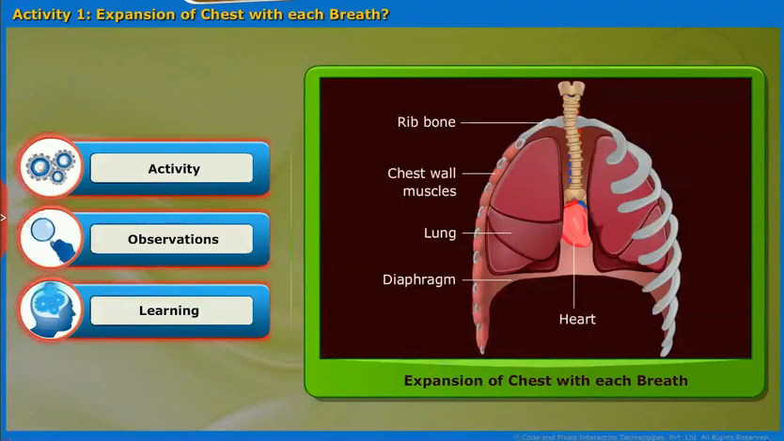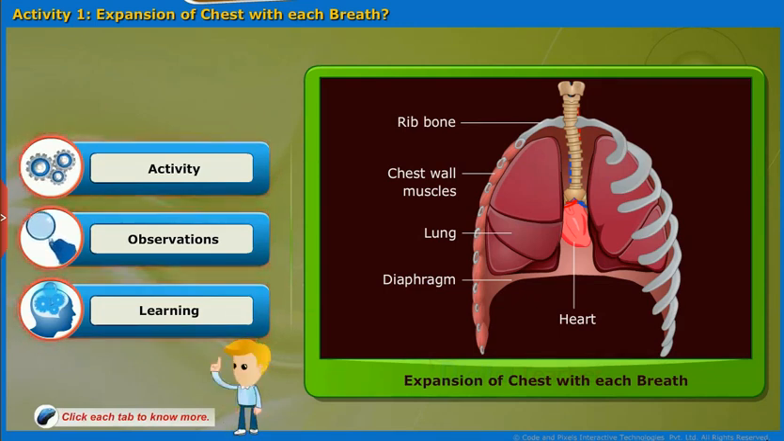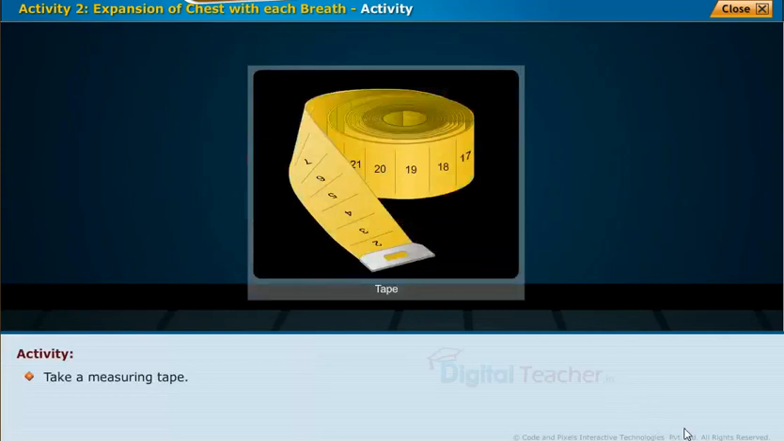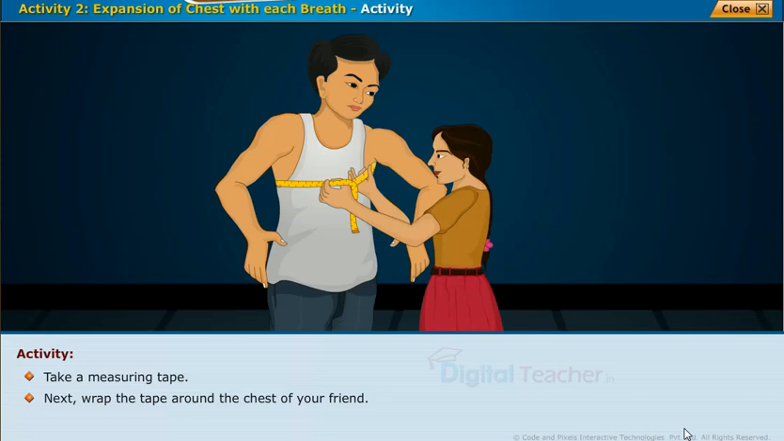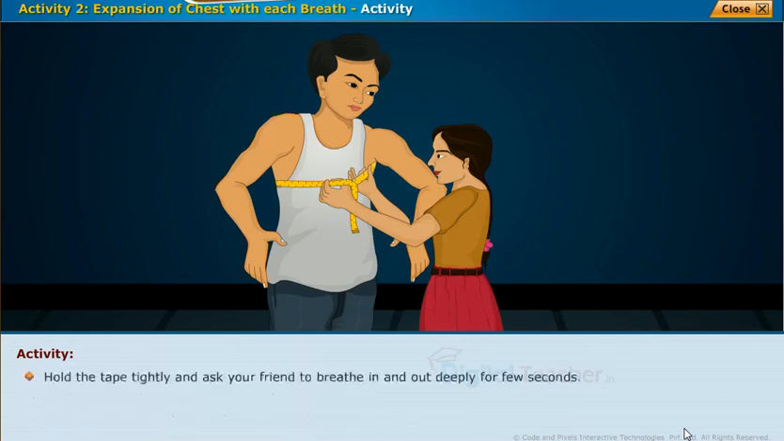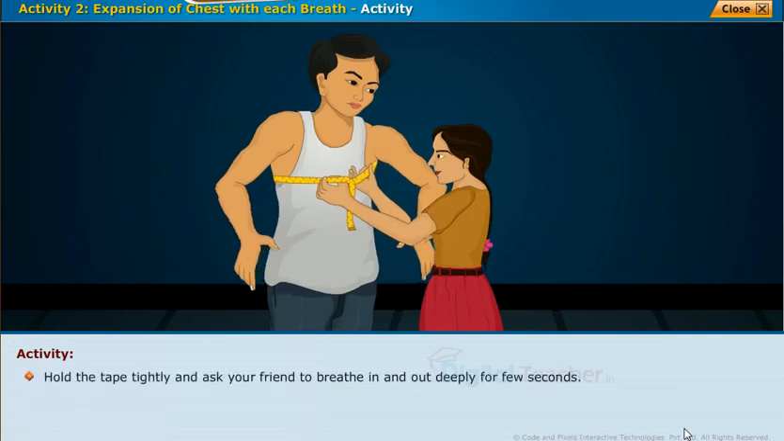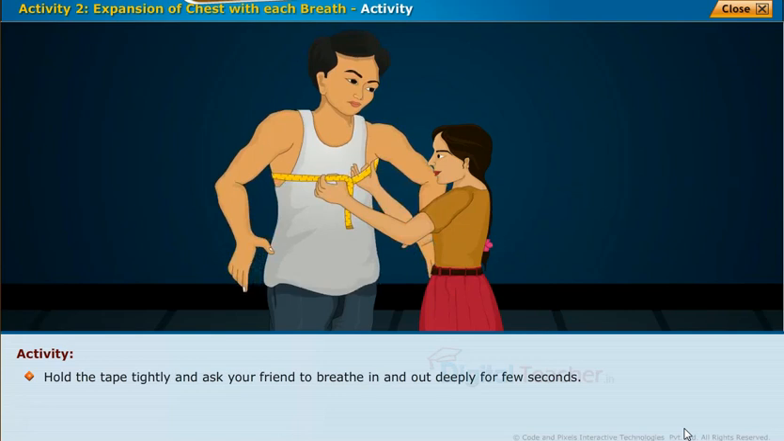Here, we will learn the reason for expansion of chest when we breathe by performing an activity. Click each tab to know more. Take a measuring tape. Next, wrap the tape around the chest of your friend. Now, measure the width of his or her chest. Hold the tape tightly and ask your friend to breathe in and out deeply for few seconds. Observe the changes in the width of the chest.